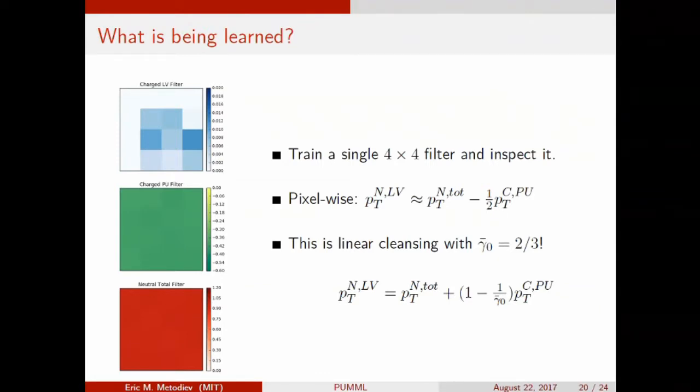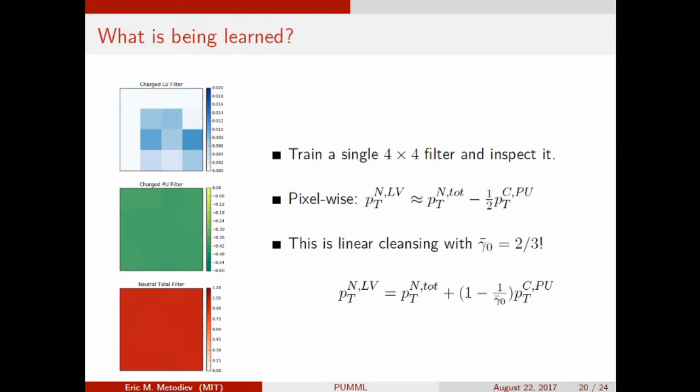And here we can see it turned off the charged LV information. It's multiplying the charged Pileup information by around -0.5, and it's multiplying the neutral total information by around 1. So we have this function that the network has learned. And if you look at what linear cleansing does at the jet level, but apply it to calorimeter towers, you get this function.